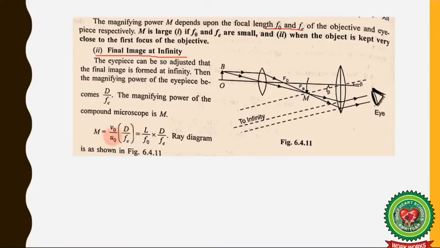Like we got the equation m is equal to v0/u0 times (1 + D/fe). From there we can neglect the 1 and we are left with magnification is equal to v0/u0 times D/fe. Again, in place of v0 we are going to put capital L, which is the length of the microscope, and in place of u0 we are going to put f0, which is the focal length of the objective. So this is the relationship between focal length and length of the microscope with the magnifying power of the microscope when the image formed is at infinity.